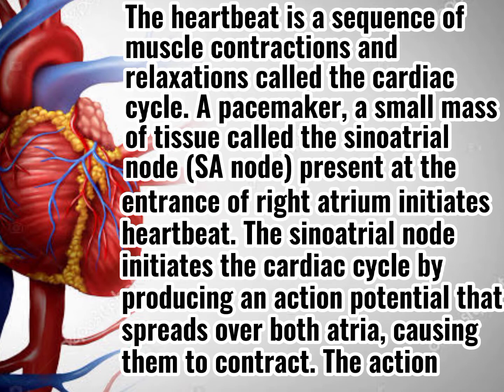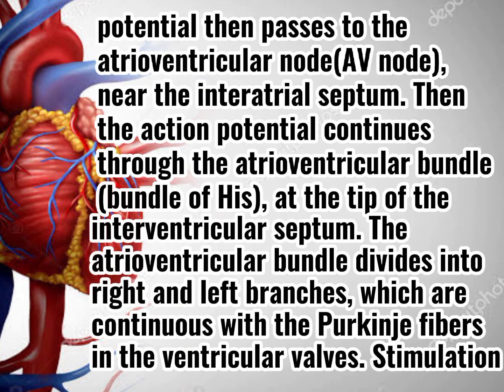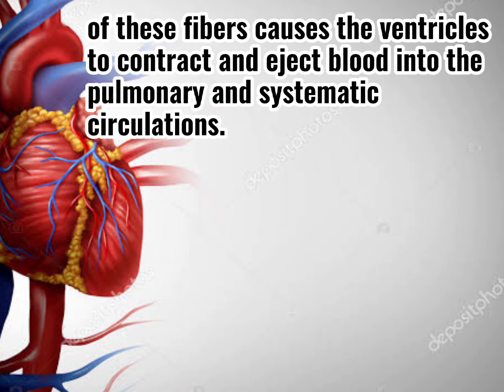The action potential then passes to the atrioventricular node near the interatrial septum. Then the action potential continues through the atrioventricular bundle of His at the top of the interventricular septum. The atrioventricular bundle divides into right and left branches, which are continuous with the Purkinje fibers in the ventricular walls. Stimulation of these fibers causes the ventricles to contract and eject blood into the pulmonary and systemic circulations.